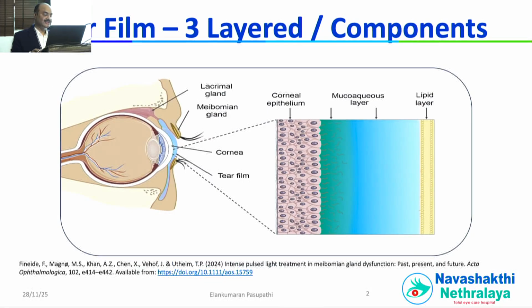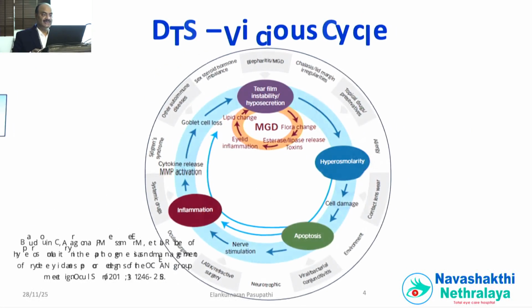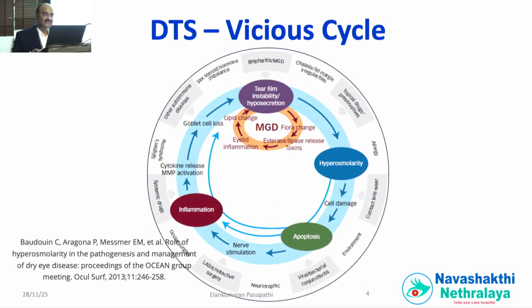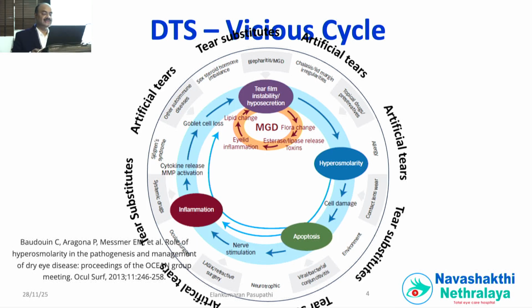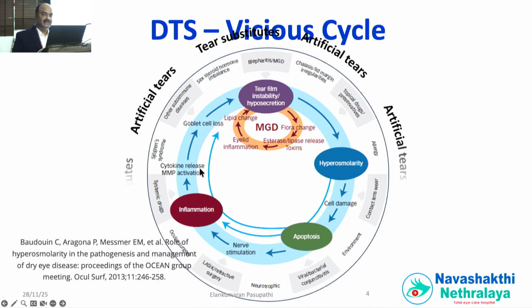All of us know that tear film has 3 layers, and the most common type of dry eye is evaporative dry eye. All of us also know that the treatment for dry eyes started with artificial tears, but then you can see this inside ring. All these have to be treated.